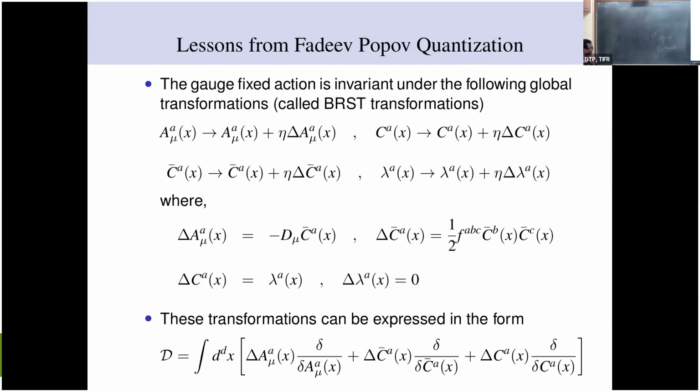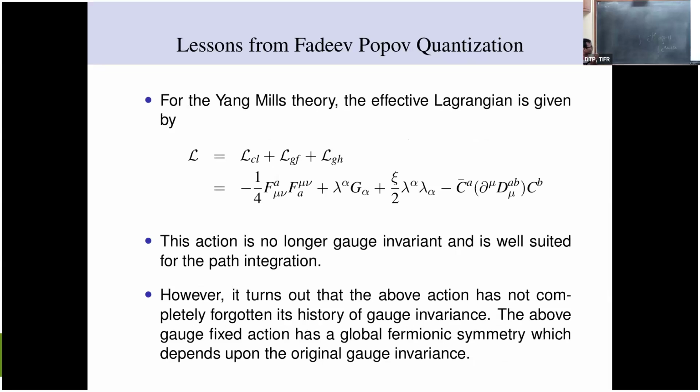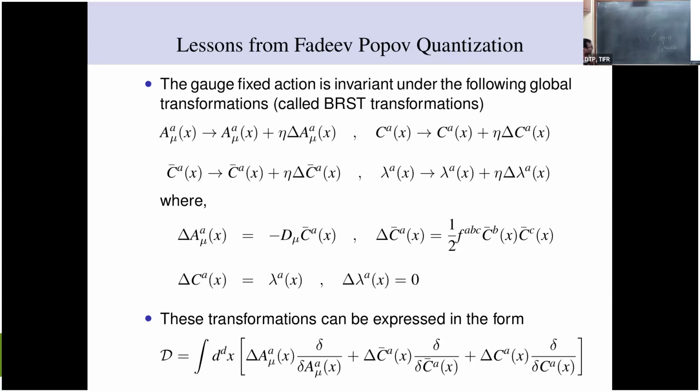So for example, let's consider one term. You have this gauge field A mu. A mu is changed by eta times delta A mu, where delta A mu is given by D mu of C bar A, and eta is a Grassmann odd parameter. So if you make this transformation, then you can show that your gauge fixed action is invariant.